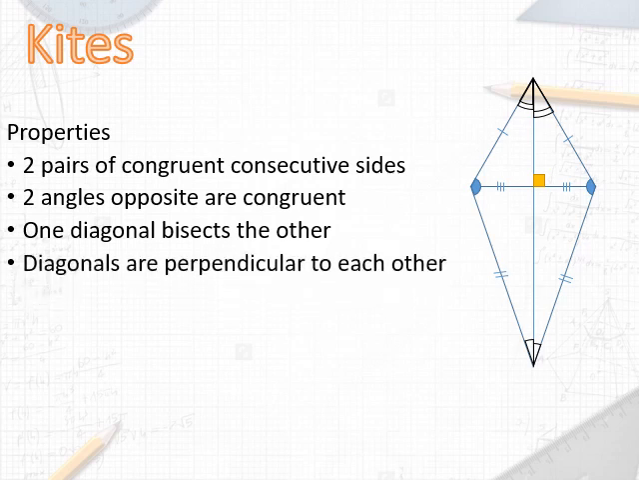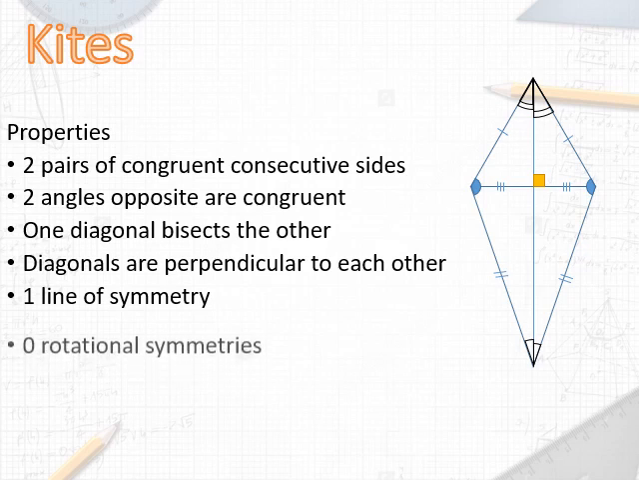The diagonals are perpendicular to one another. And we have 1 line of symmetry, and in the diagram's case, that is the line going straight up and down. So it's the one that divides the 2 isosceles triangles in half.